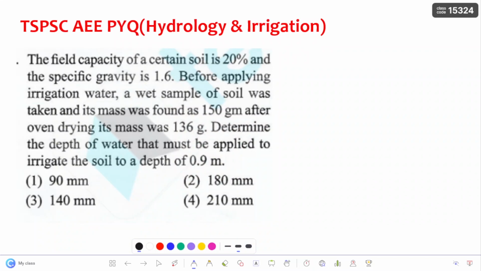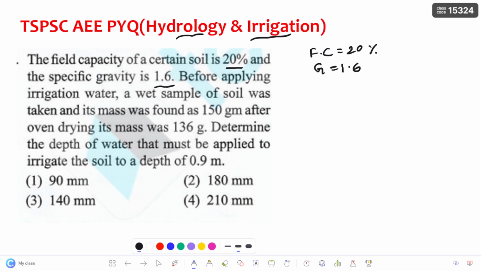Now let us solve the previous AEE questions that were asked in the 2023 question paper on hydrology and irrigation. Coming to the first question, it is given as: field capacity of a certain soil is 20%. Let us write the given data: field capacity is equal to 20% and specific gravity is 1.6, that is G is equal to 1.6.